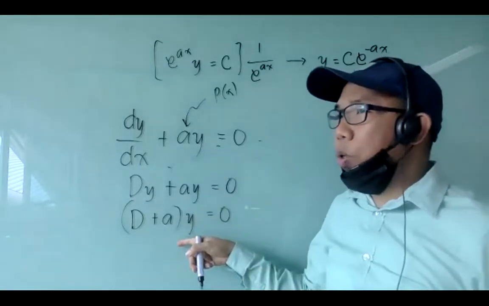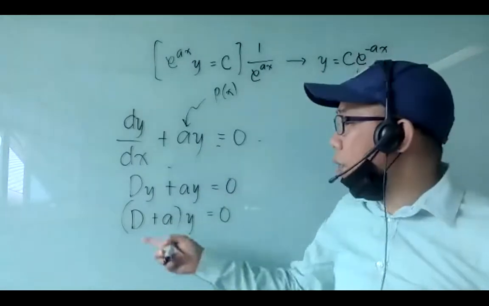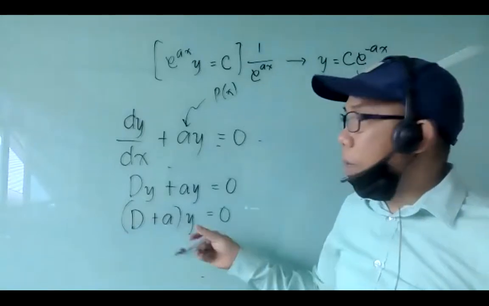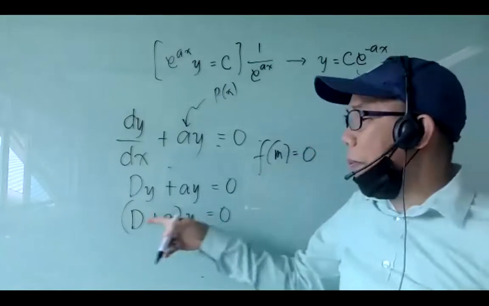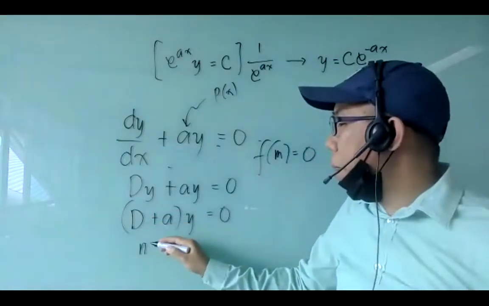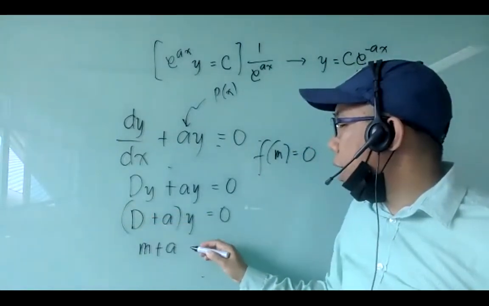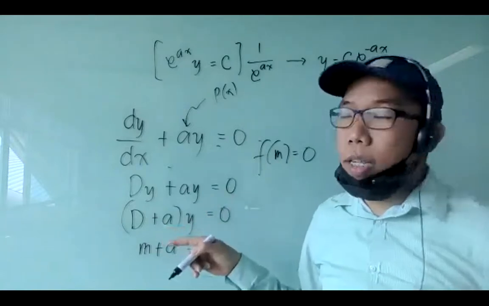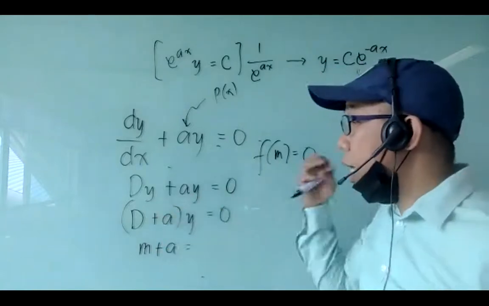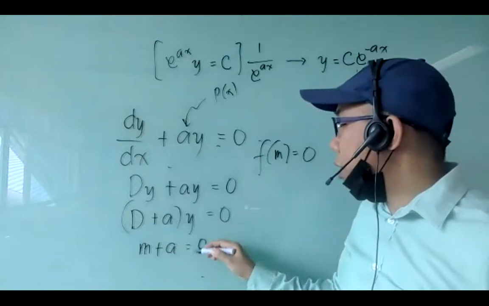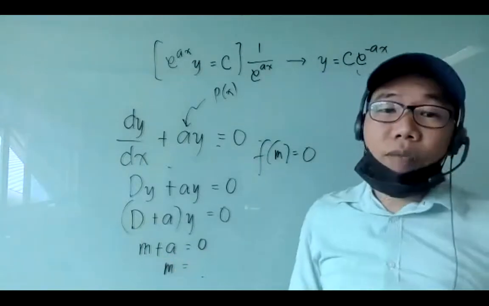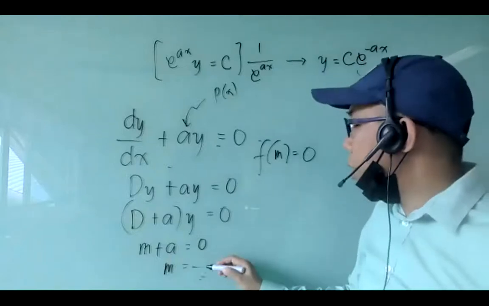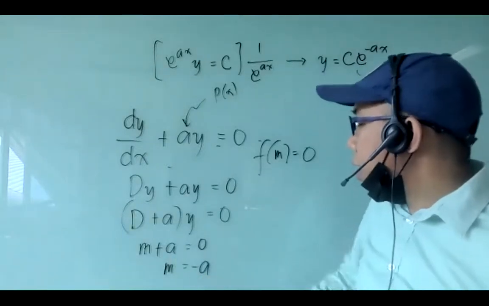Ngayon, para ma-solve natin, diba, exponential solution. So in terms of the auxiliary equation lang. Ang gagawin lang natin, diba sabi kanina, f of m is equal to 0. So we replace D by m. So magiging m plus a equal to 0, hindi mo na kailangan isulat yung y dyan. Okay? Dun ka lang mag-focus sa the operator equal to 0. Now, m is the root of the auxiliary equation.